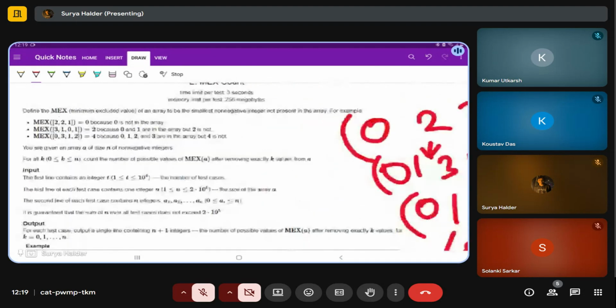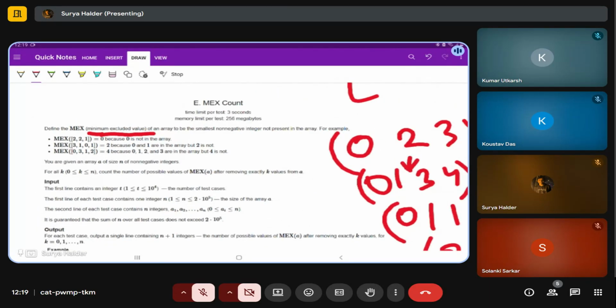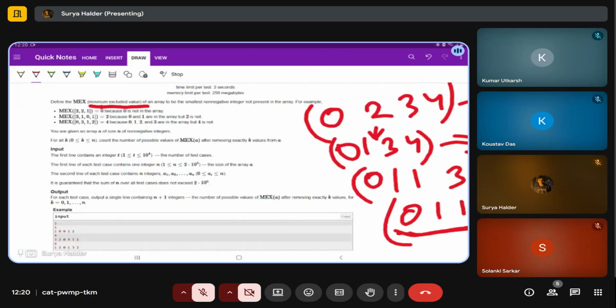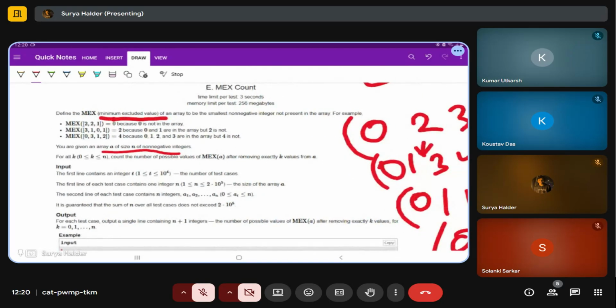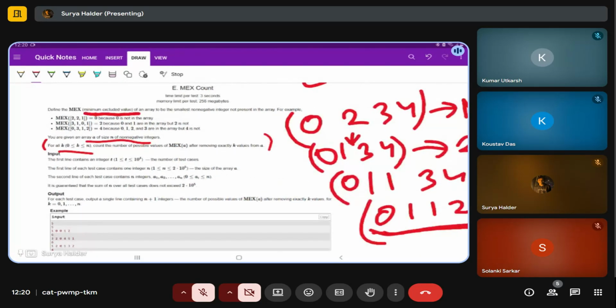So it is said to define mex. Mex means minimum excluded value of an array, the smallest non-negative integer not present in the array. For example, this. So the main part of the question is that you are given an array A of size n of non-negative integers. You are performing a removal operation. So basically, you are removing k elements from the array and finding out how many possible mexes are possible for different types of removal of those k elements.